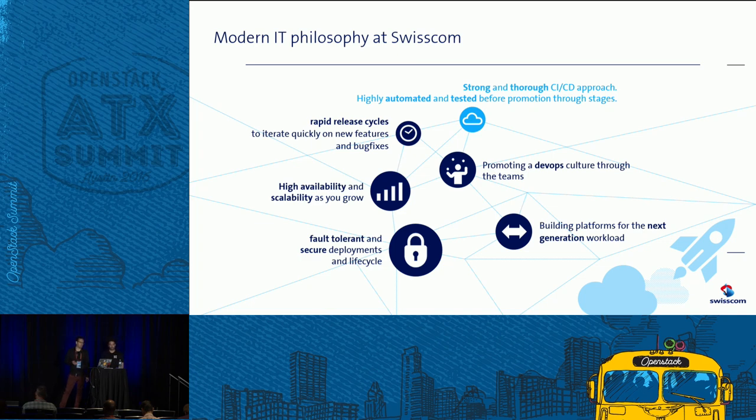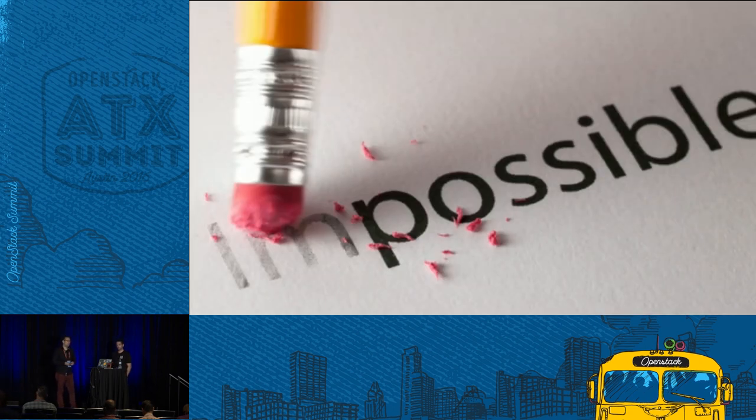to be tested upfront. And one of the things is where we see Cloud Foundry and OpenStack within our IT environment. We really see it as the platform to build the next generation workload at Swisscom. So it's the platform for cloud-native applications, highly automated, microservice-like architecture.